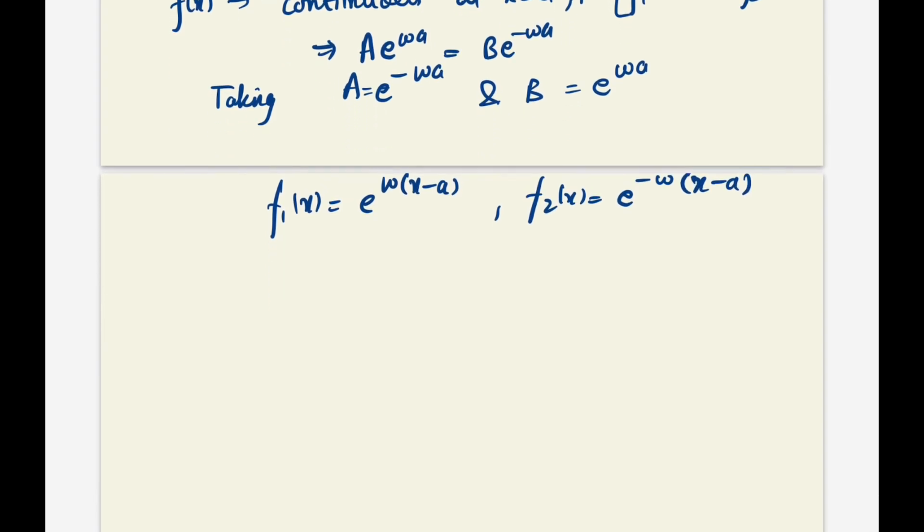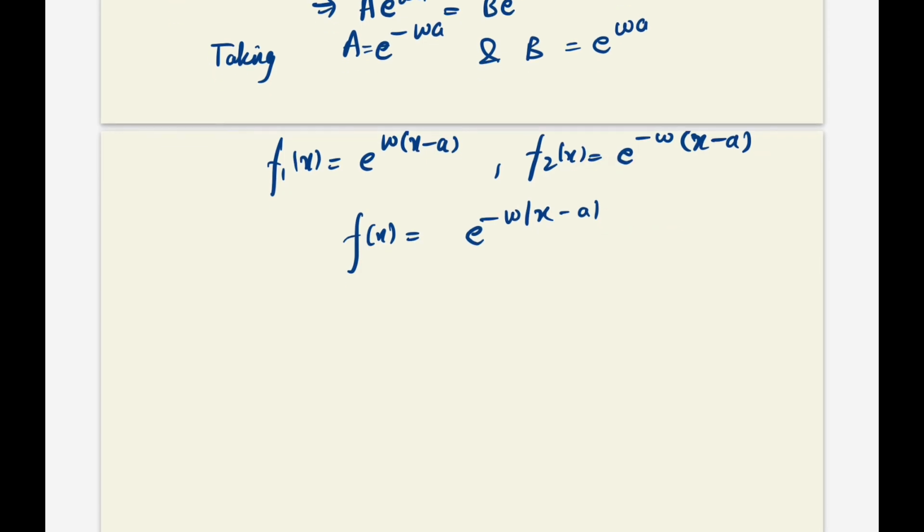Now if we take the general form of this, we get omega modulus of x minus a. So when x is negative, this will become omega x minus a. When x is positive, this will become this. I mean to say, if x is negative, then this becomes this. If x is positive, then the solution becomes this one, right?